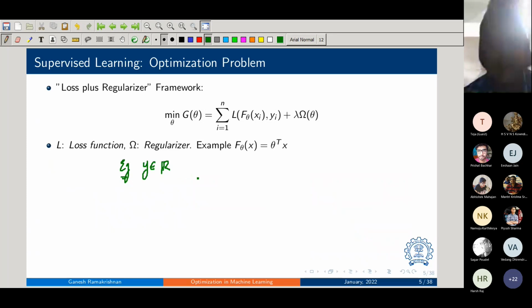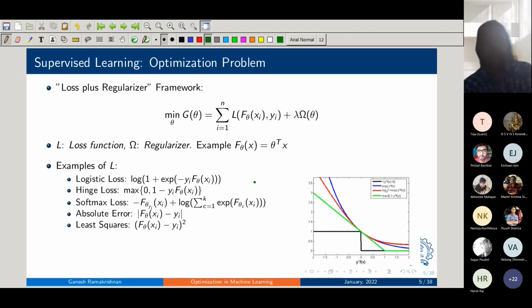Let's say y is r, and then you would have L as simply the norm, or just the square, right? This is for the ith component. So you'll basically say theta transpose xi minus yi, squared. That's an example. But let's take a whole bunch of other examples. What we took is this least squared loss. But there are a whole bunch of other examples depicted here in this figure.